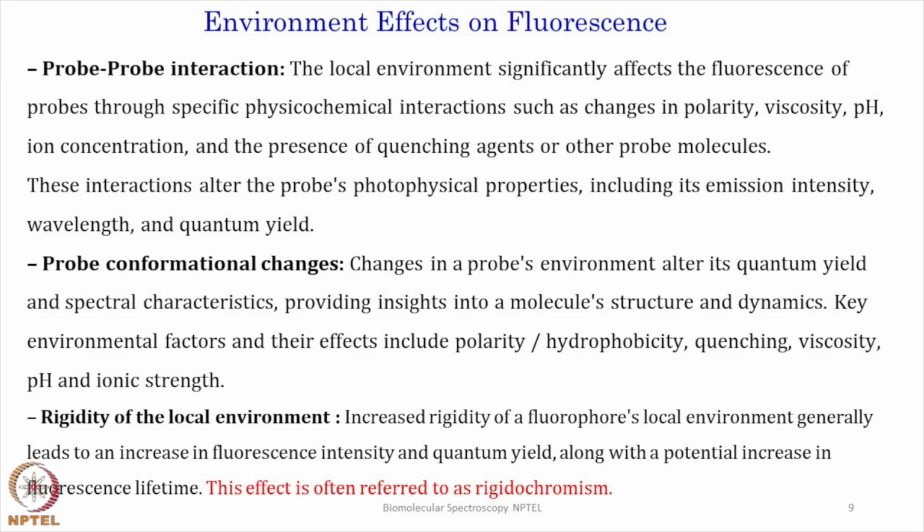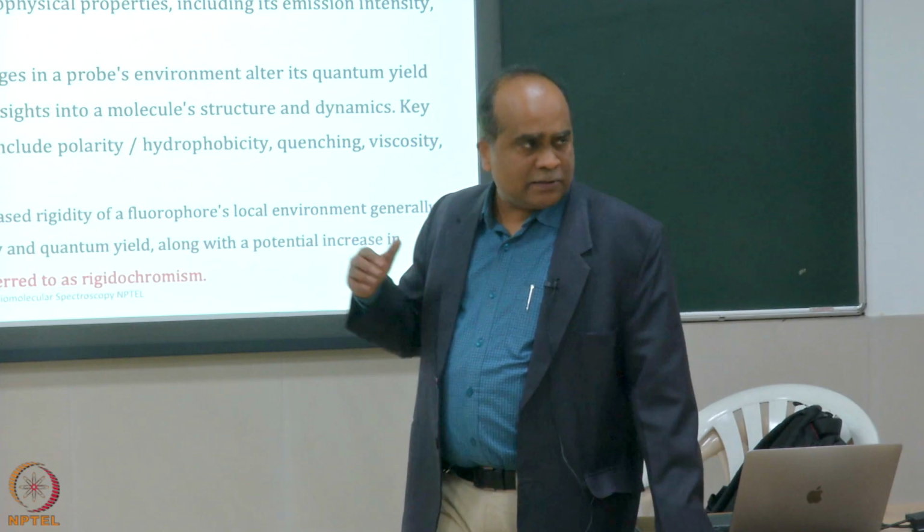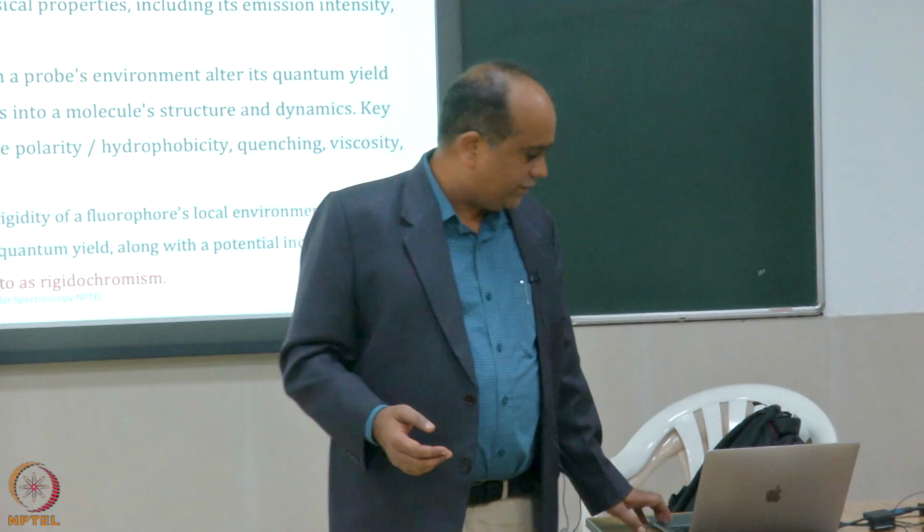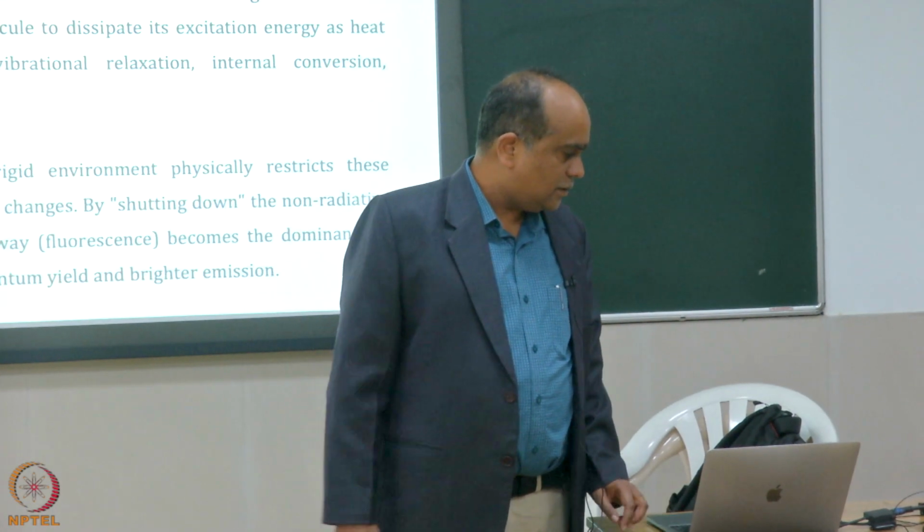So, rigidity changes, right, rigidity again gives you the local environment. Increased rigidity of a fluorophore generally leads to an increase in fluorescence intensity, and the other way, if it is flexible, the intensity will be lower. This effect is called the rigidochromic effect. Rigido means it is becoming rigid, chromic means light, that is, fluorescence.